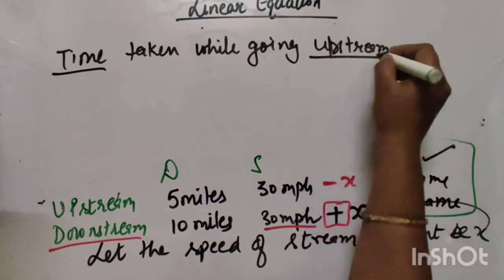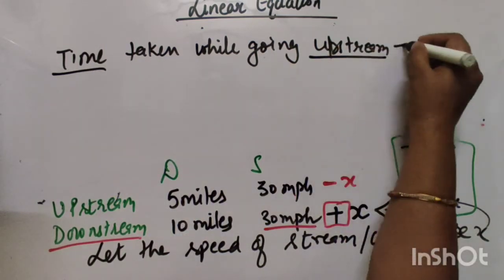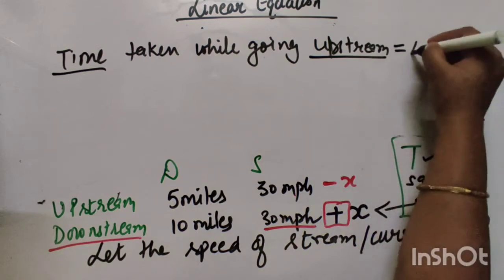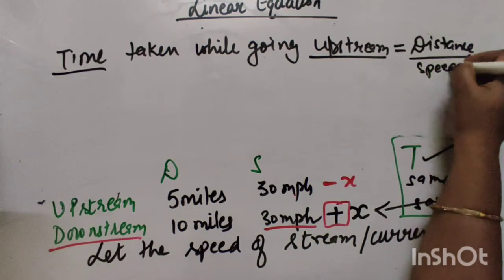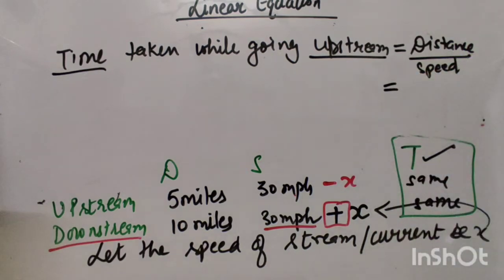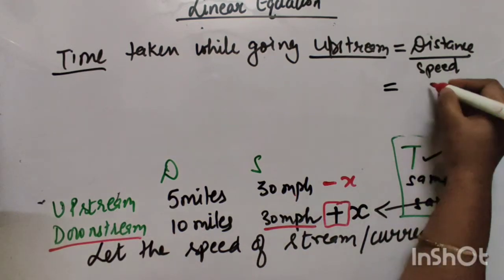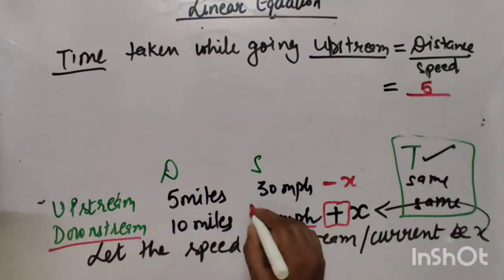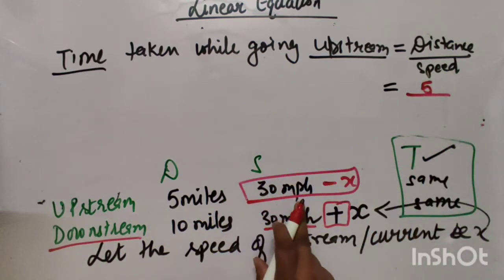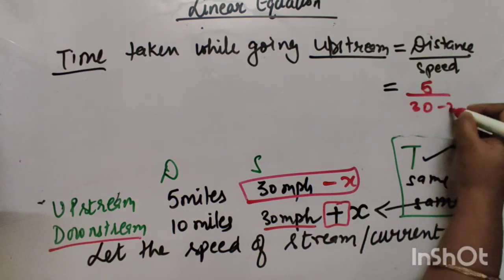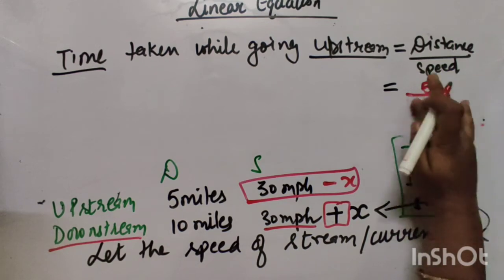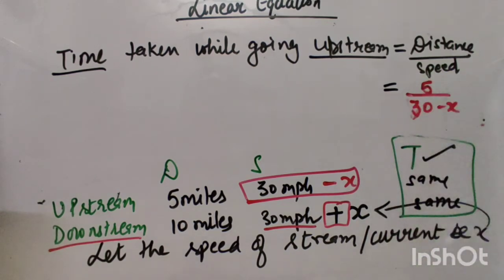So now we will define everything in terms of time only. First, we will define the time taken while going upstream. We all know that the formula of time is distance upon speed, right? So here we will write the distance the boat has gone upstream. The distance was 5 miles and the speed in upstream was 30 miles per hour minus x, right? So we will write 30 minus x.